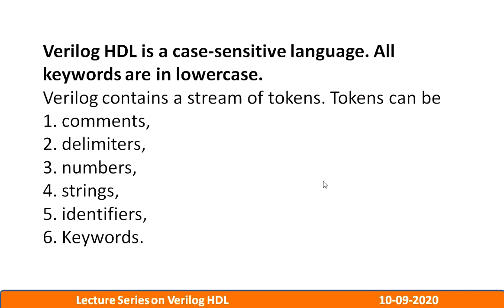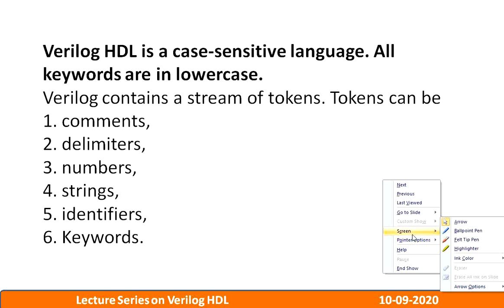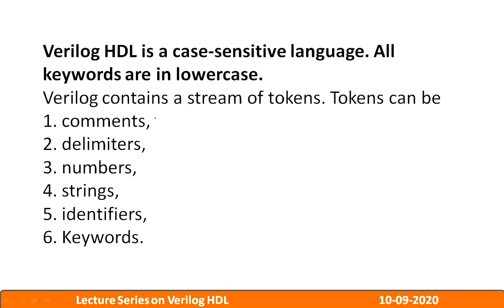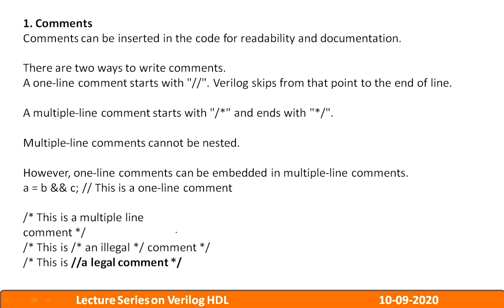Now, basically, Verilog HDL is a case-sensitive language, and all keywords are in lowercase. Verilog contains a stream of tokens, and tokens can be comments, delimiters, numbers, strings, identifiers, and keywords. We're going to see one by one what exactly each of those means. In today's lecture, we are going to focus mainly on the comments and the numbers. In the upcoming classes, we're going to see the other things as well.